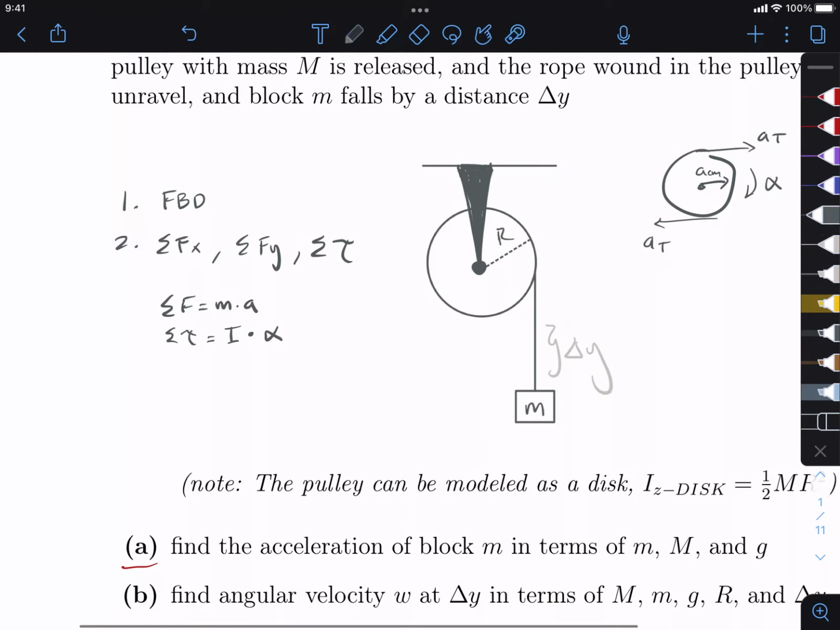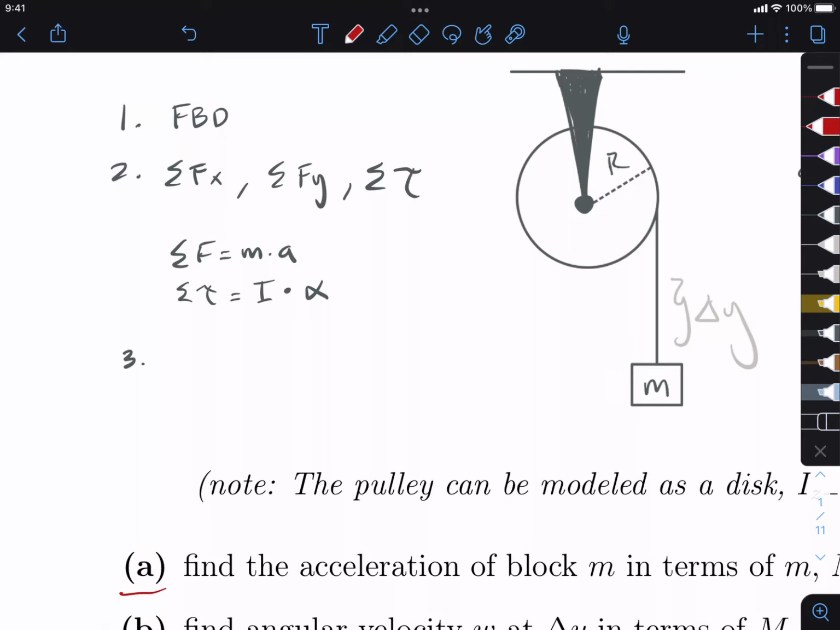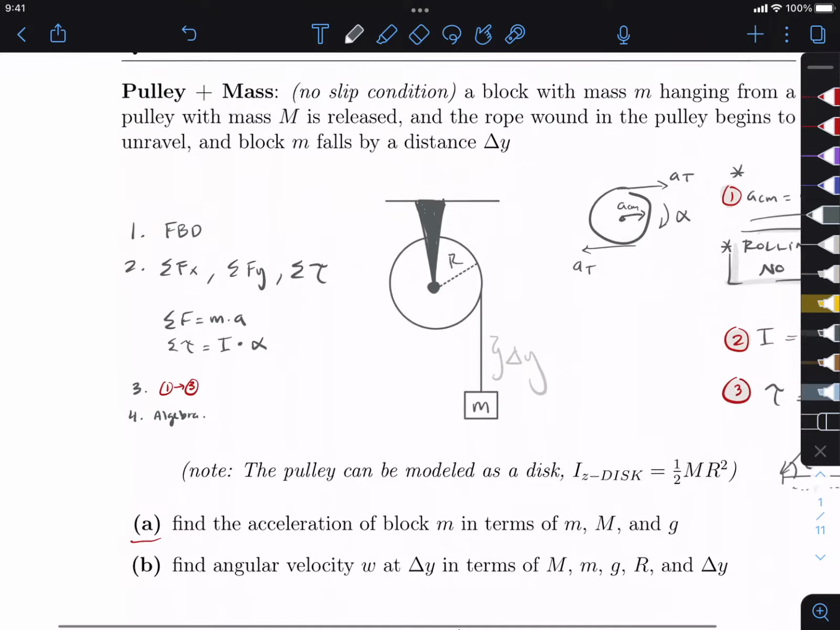So we're going to set those up, and then third, what we're going to do is look at these other relationships that we lined out here. So we're going to look at equations 1 through 3 and see how that helps fill in any of the gaps that we might have left for our systems of equations. And then 4 is what's going to be algebra. So let's go ahead and get started.